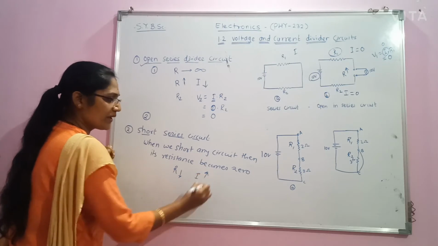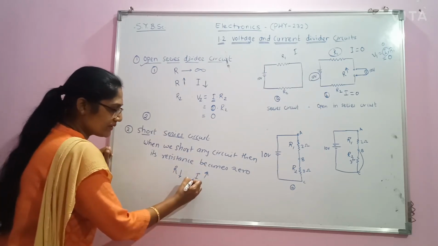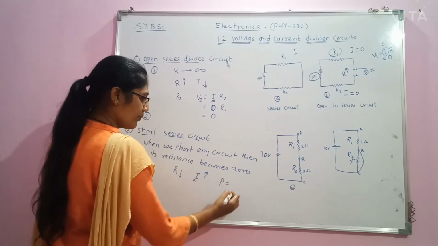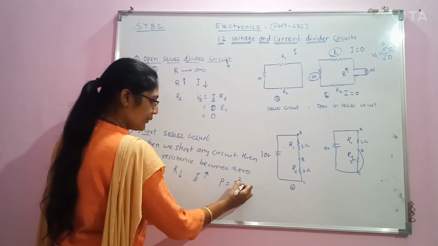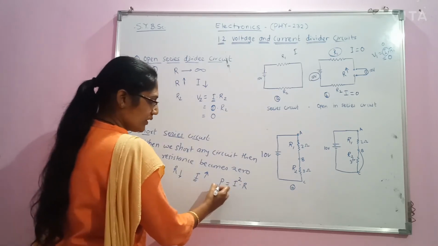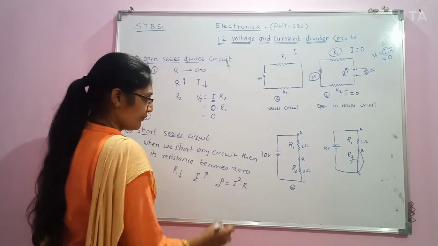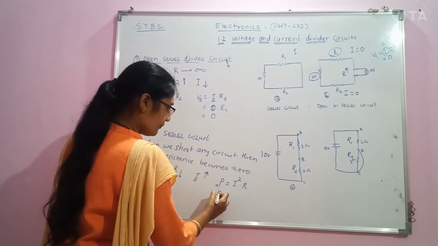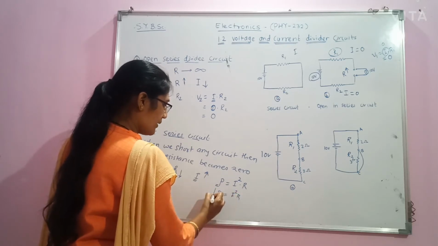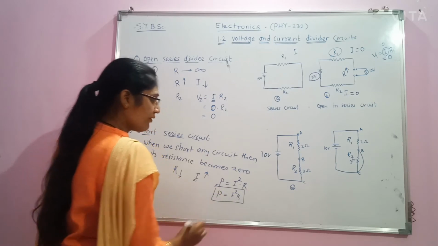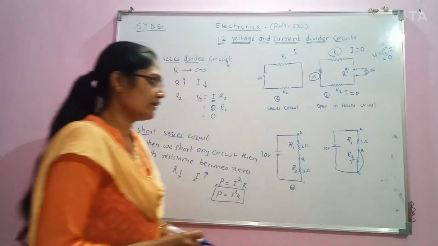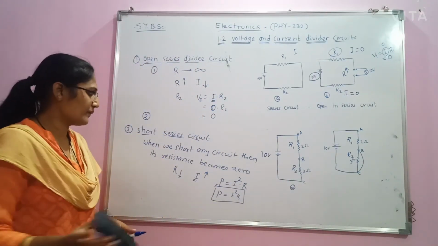As the resistance becomes 0, the current will increase, and this increase in current will give us power. Power is nothing but the product of I square into R. Therefore, this power is given by I square into R. Therefore, heating effects will be produced in the case of a short circuit condition.